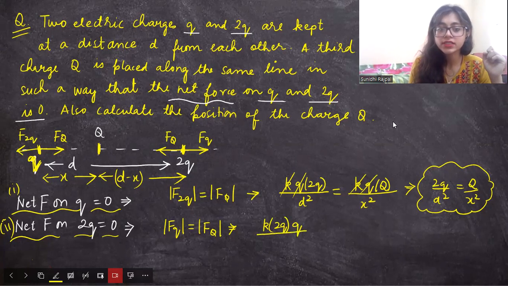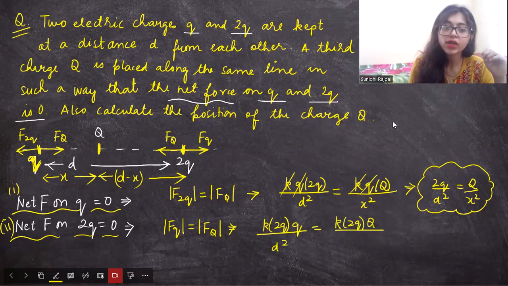Divided by what is the distance between 2q and q? It is again d square. And in the right hand side, what we will have? We will have k applied on 2q by capital Q. And what is the distance between capital Q and the 2q charge? It is d minus x, right? It is d minus x whole square.